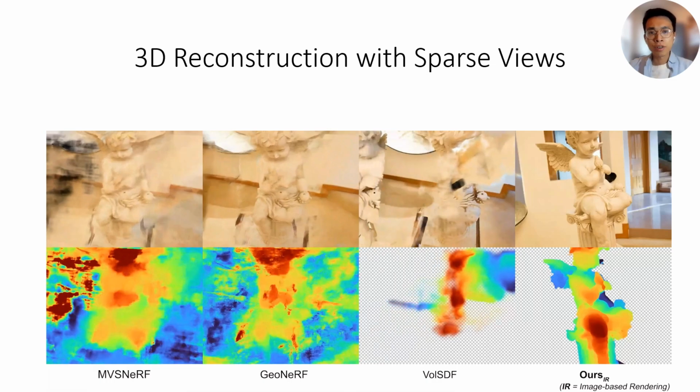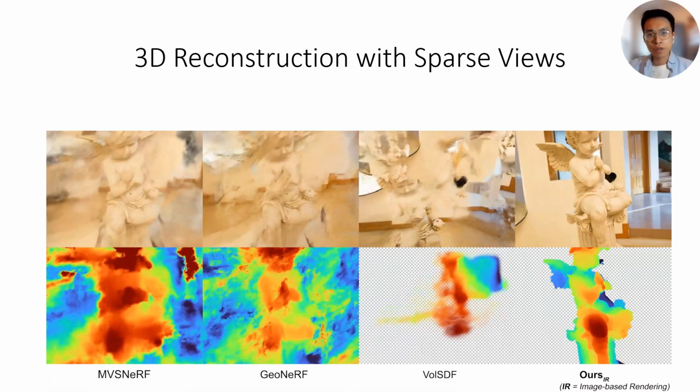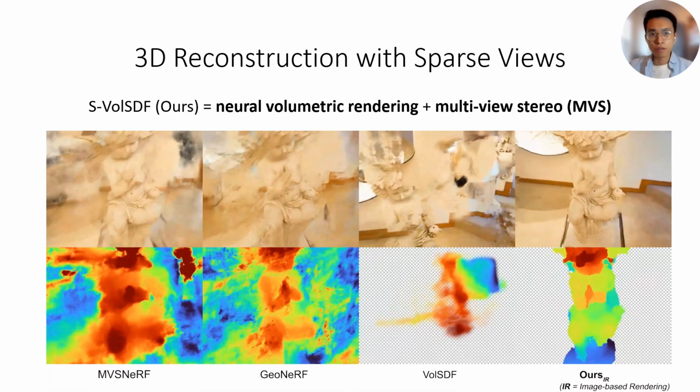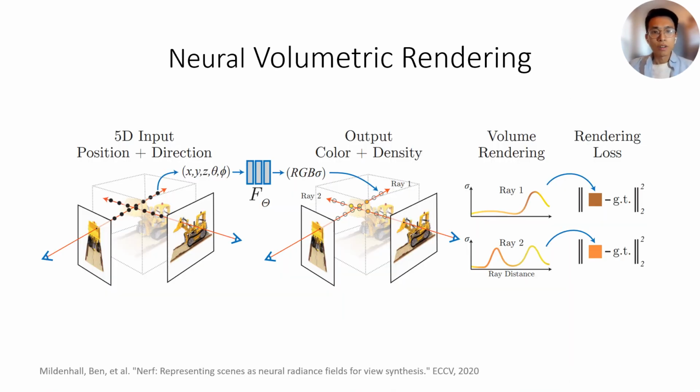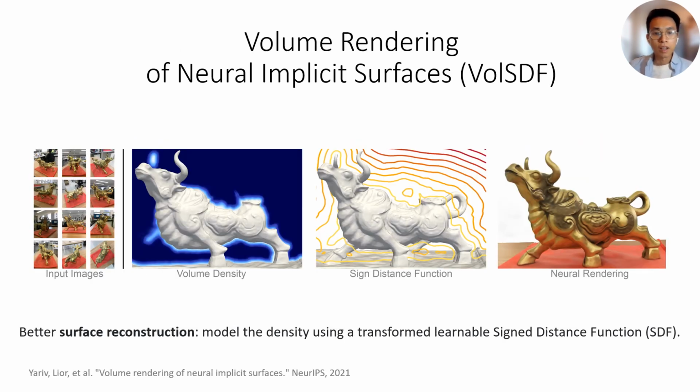We achieved state-of-the-art performance for 3D reconstruction with sparse fields by combining neural rendering and multi-field stereo prior. NeRFs work very well for multi-field 3D reconstruction. Later, VolSDF gets better surface reconstruction by modeling signed distance function.